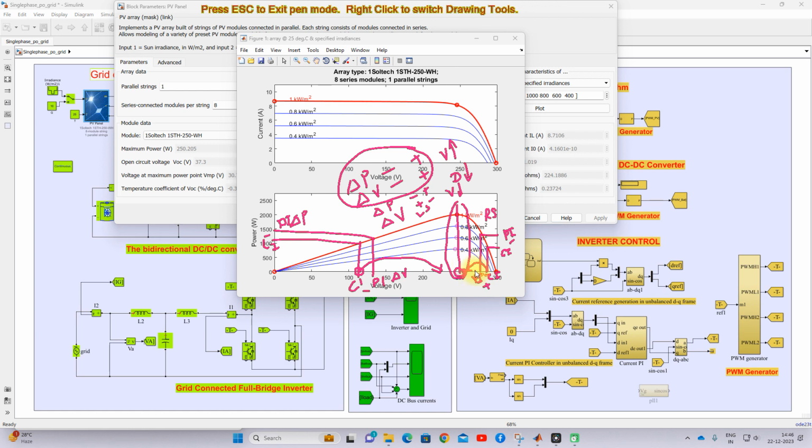Then we need to decrement the voltage. So when the system operates on the right side of the PV characteristics, we need to move the voltage point, we need to decrease the voltage. If we want to decrement the voltage, then we need to increment the duty cycle. So this is the logic we need to apply in the PO MPPT in order to extract the maximum power from the PV array.